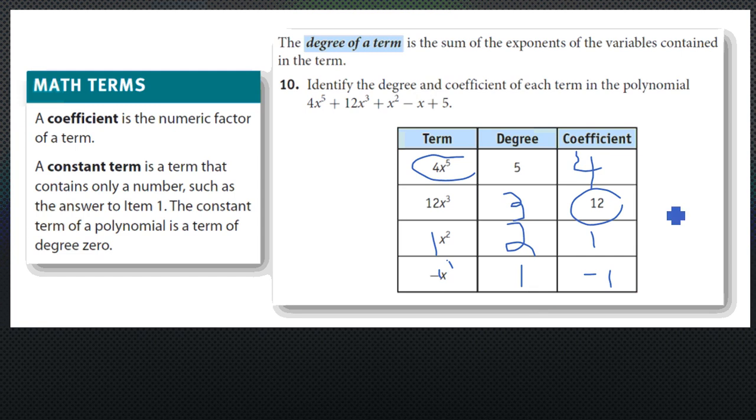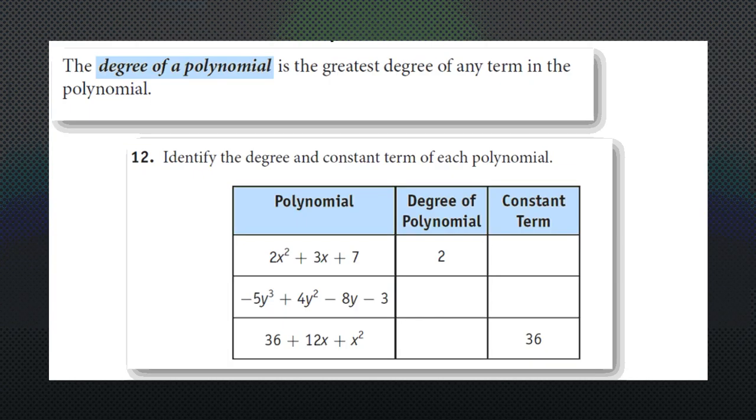And the constant term would be a number, and we'll look at some examples in just a second. Constant terms are just numbers, because they're always constant, like 4 is always 4, 8 is always 8, and so forth. Our next piece is the degree of a polynomial. We just talked about that.